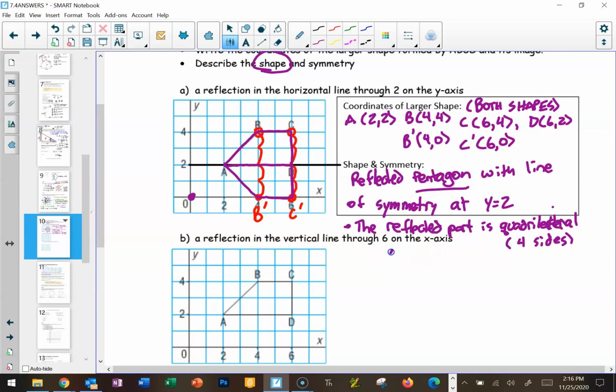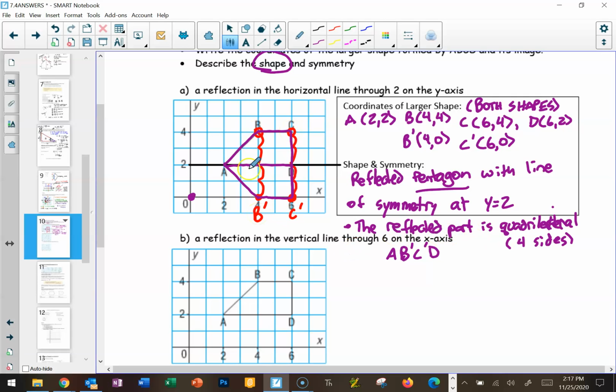And what are the points? The points would be A, B prime, C prime, and D. So just because the shape up here is a little bit vague, are we talking about the big shape? Well, if we are, it's a pentagon. That's A, B, C, C prime, B prime.